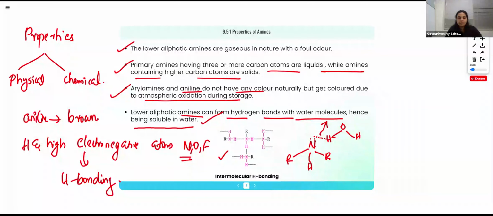Got it? Between amine molecules, hydrogen bonding is there because hydrogen bonding is between hydrogen and a highly electronegative atom like nitrogen, oxygen and fluorine. So between amine molecules, hydrogen bonding is there. Between ammonia and water molecules, hydrogen bonding is there.